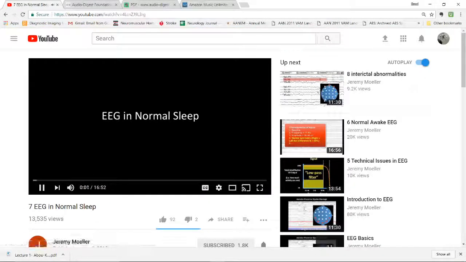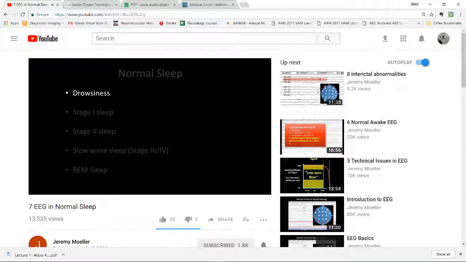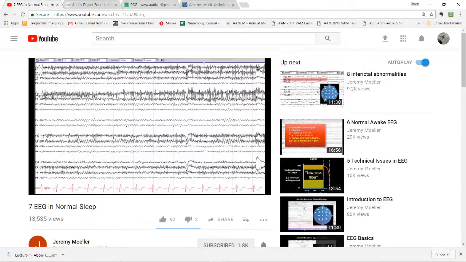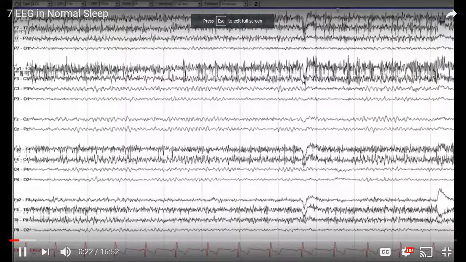In this video, we will review EEG in normal sleep. Specifically, we will look at different stages of normal sleep and look at the components of each of these stages, including drowsiness, stage 1 sleep, stage 2 sleep, slow wave sleep, and REM sleep. In order to understand the progression into different stages of sleep, it is useful to first start with normal wakefulness.